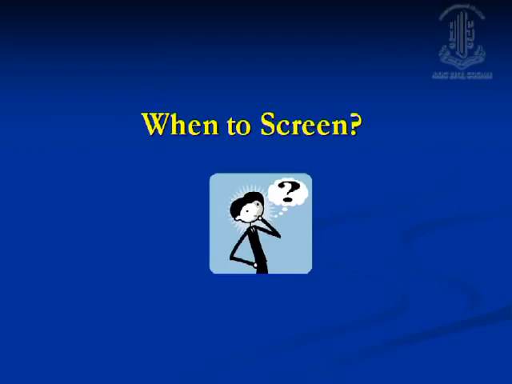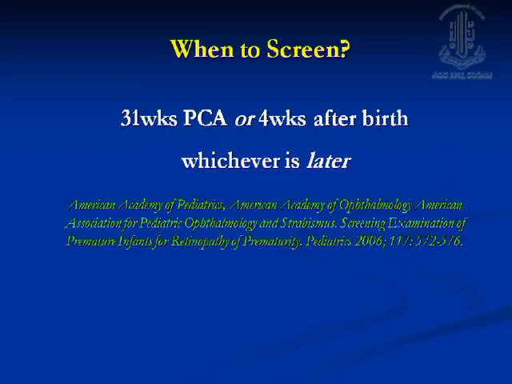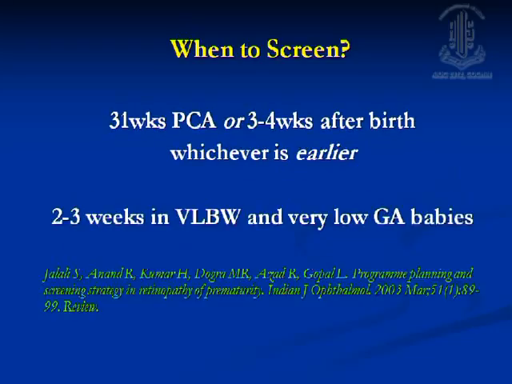So when to screen these babies? Once you've identified these babies, they have to be screened in the nursery. When should you screen them? The international guidelines suggest that you should screen them at 31 weeks post-conceptional age or 4 weeks after birth, whichever is later. However, the Indian ROP group suggests you can screen them at 31 weeks or 3 to 4 weeks after birth, whichever is earlier. Note the change. You can screen as early as 2 to 3 weeks in very low birth weight babies or very low gestational age babies as well.